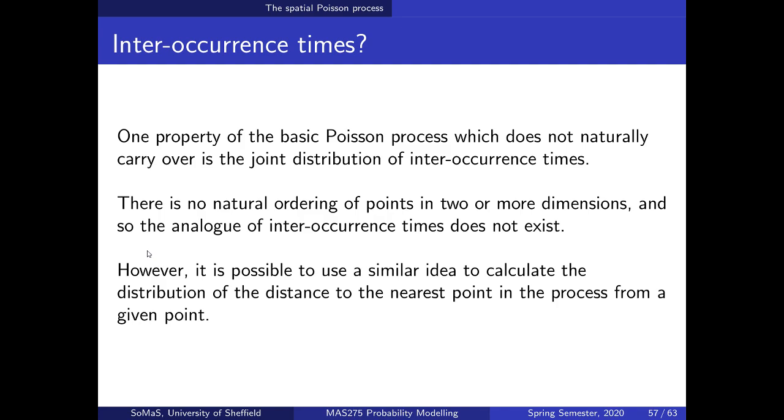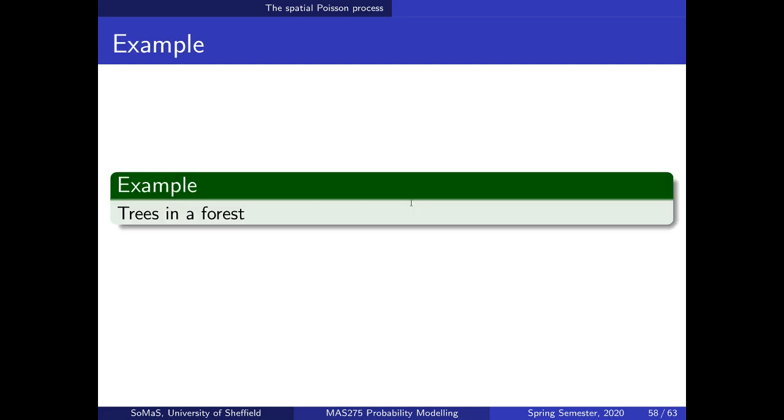For example, the distribution of the distance to the nearest point from a given point. And I think we have an example around that. Yep, this is the final example of the course. Example 37, distance to the nearest tree.